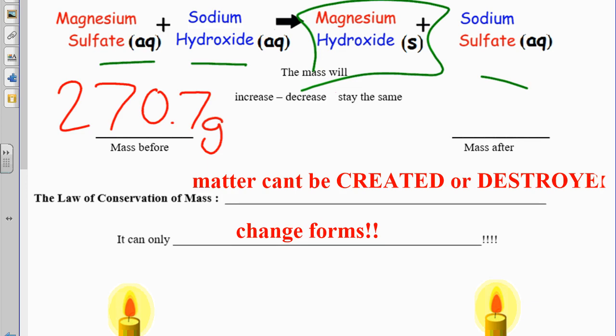The mass should be exactly the same. The mass is exactly the same. If you did that, good job. If not, circle it up. The mass stays the same.